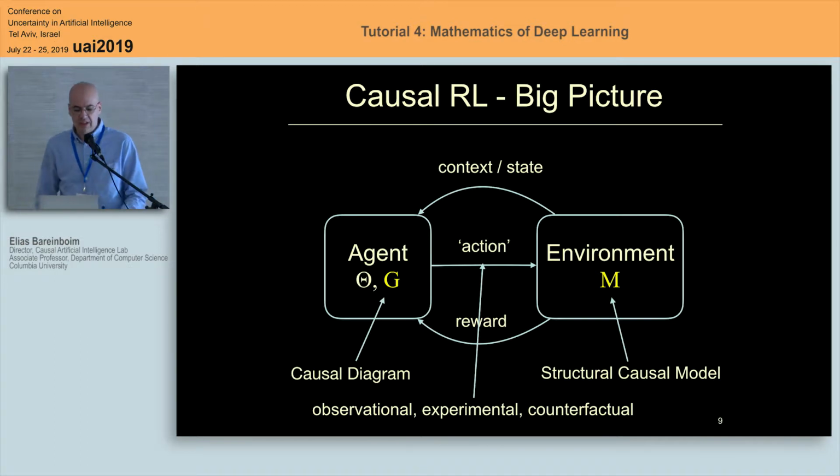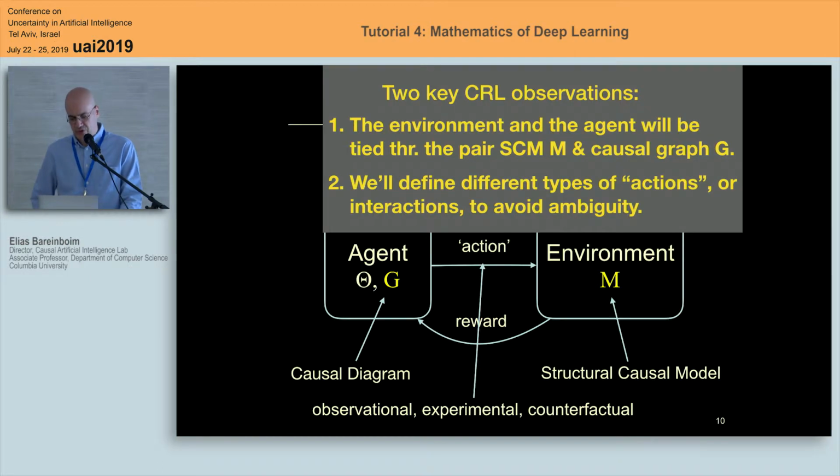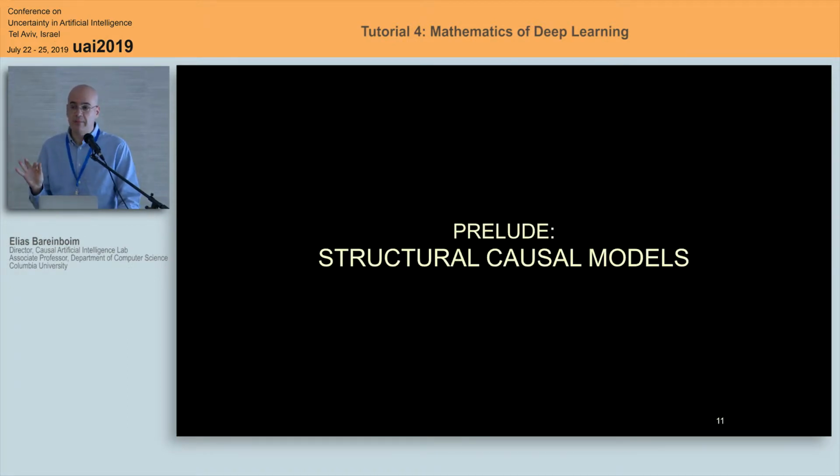We have this word action here. It's kind of overloaded. I would like to think that there are different types of interactions. I will talk more explicitly later, but one is called observational, another is experimental, and the other is counterfactual. I will define what action means; let's upgrade this notion to interaction. The two key observations: number one, the environment and the agent will be tied through this pair, the SCM M and causal graph G. Number two, we define these different types of actions, or interactions, to avoid ambiguity. I'll tell you what this means in one or two minutes, or three. This is my way of thinking about traditional RL, at a very simplified 20,000 feet.